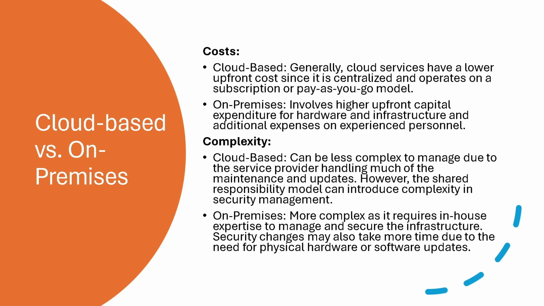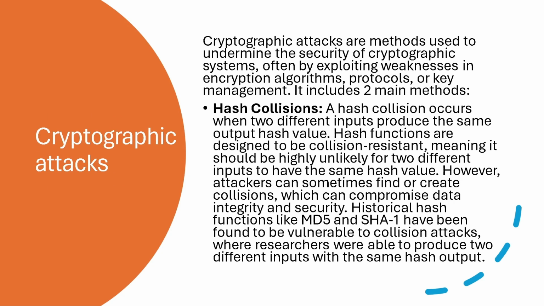In terms of complexity, for a cloud-based architecture, they can be less complex to manage due to the handling of the service provider. However, the shared responsibility model can introduce complexity in security management. For an on-premises architecture, it is more complex as it requires in-house expertise to manage and secure the infrastructure. Security changes may also take more time due to the need for physical hardware or software updates.